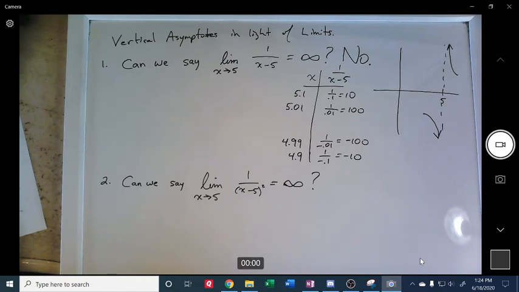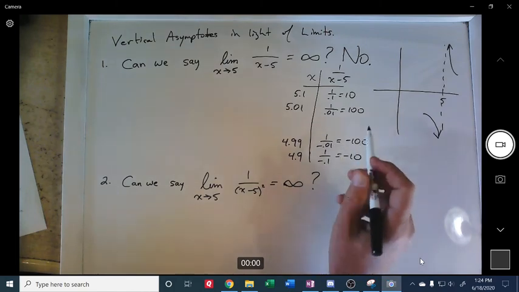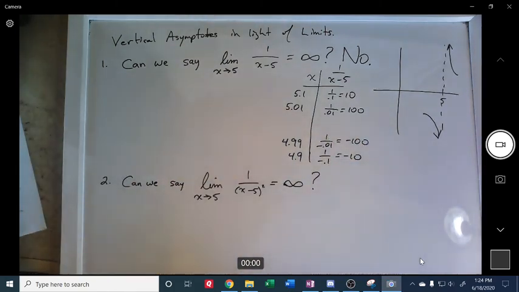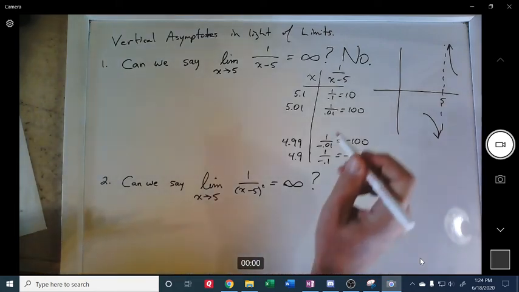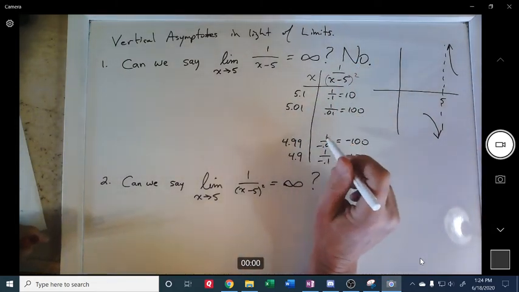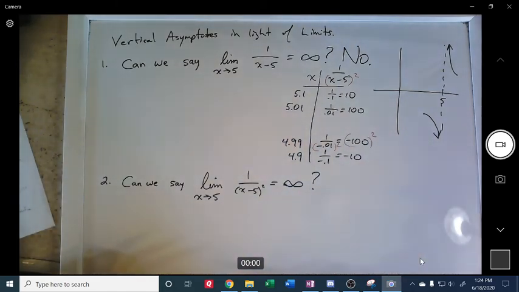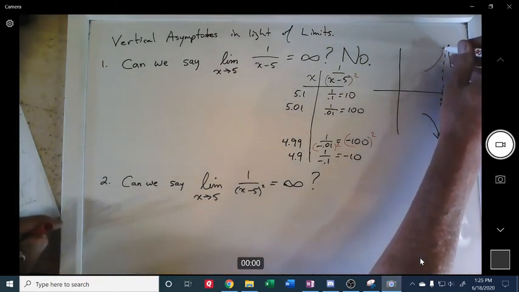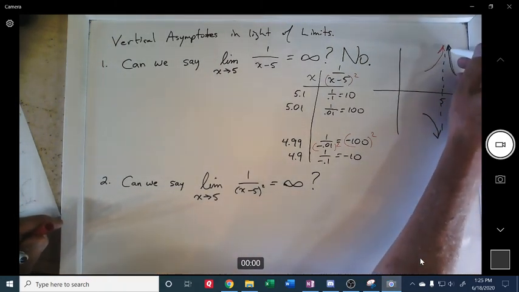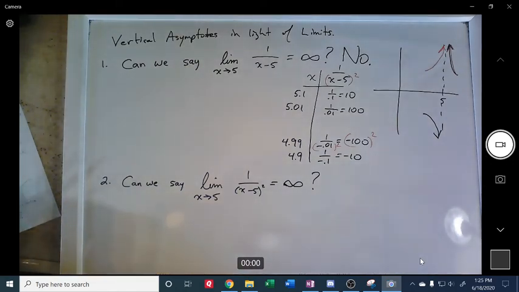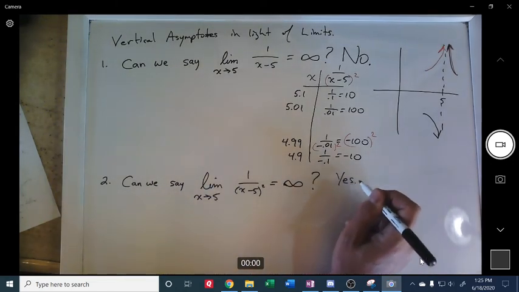All right, group 3. Is this reasonable? I say it is because your output would always be positive since it's an exponent of 2. That is correct. Since these would be squared, it would always be positive, and so you'd have it going up on both sides like this. So this one is yes.